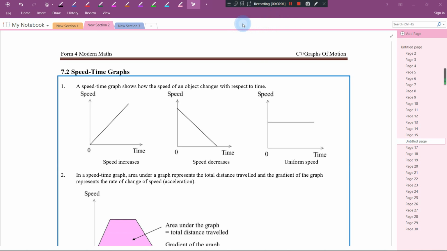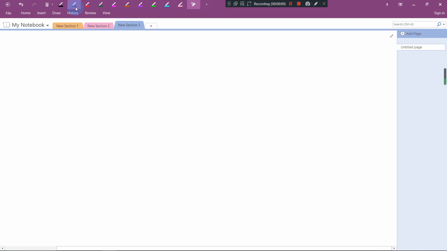Hi everybody, in this chapter, graph of motions, you are going to learn two types of graph. First is distance against time graph, and the other is speed against time graph. Okay, so let me draw two graphs for you first.